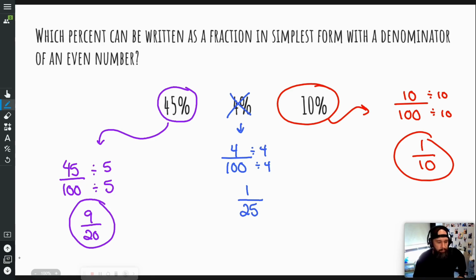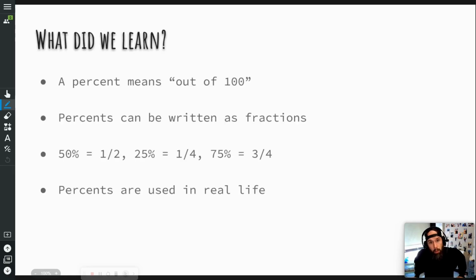Very nice. Well, that was a lot of fun. What did we learn today? Well, we learned that percent means out of 100. That was the first thing that we talked about. Percents can be written as fractions because you just write your number out of 100. And then we learned what's called benchmark percents. 50% is a half. 25% is 1/4. 75% is 3/4. Those are the benchmark ones.